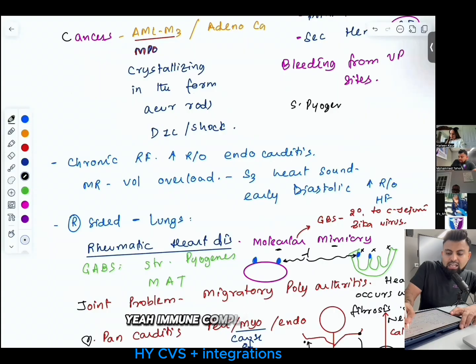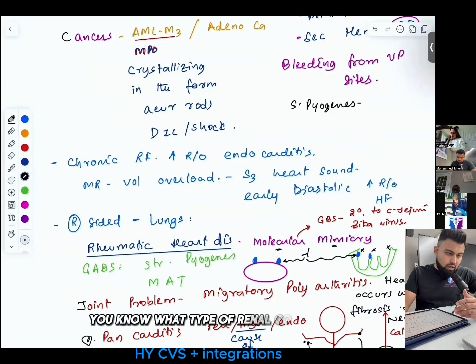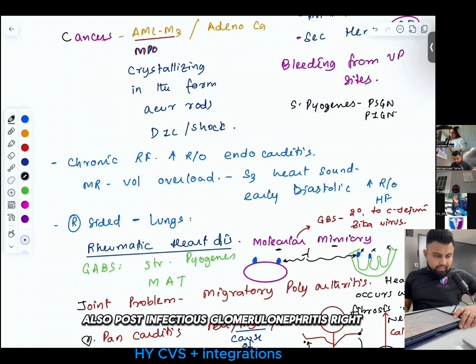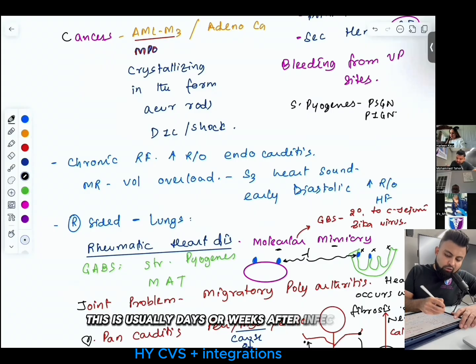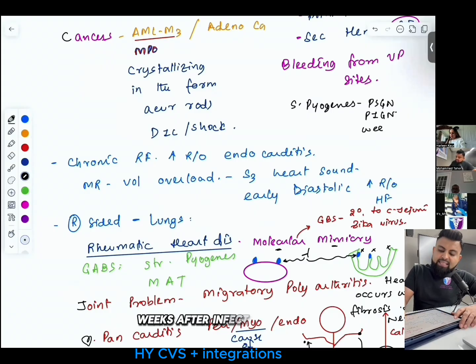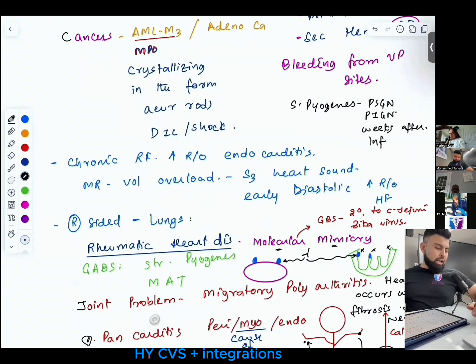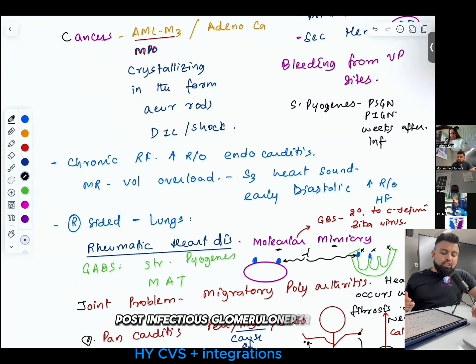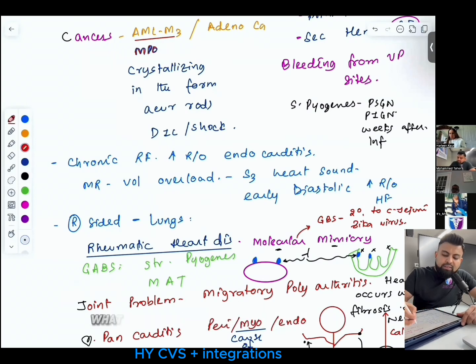Immune complex deposition, yes, but wait, what type of renal complication? Post-streptococcal glomerulonephritis, also called post-infectious glomerulonephritis, right? This is usually weeks after infection, whereas days after infection is IgA nephropathy or Berger disease, right? So weeks after infection, post-infectious glomerulonephritis, this would be characterized by presence of what type of deposits?